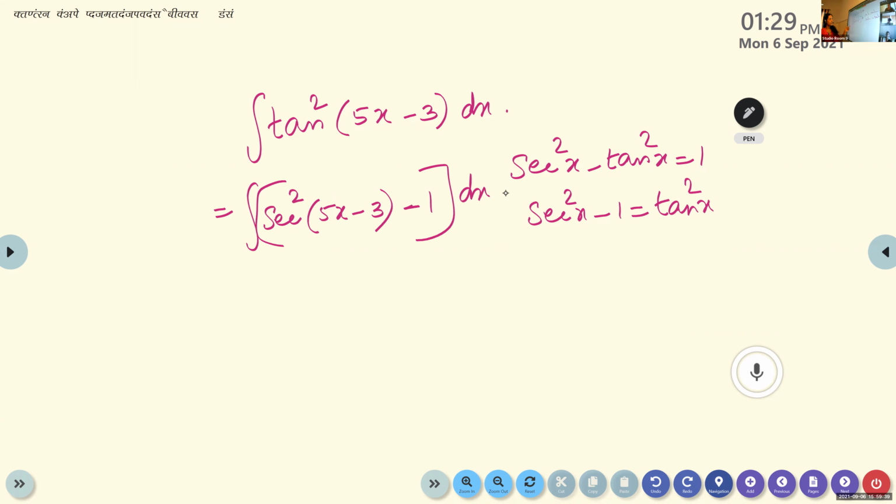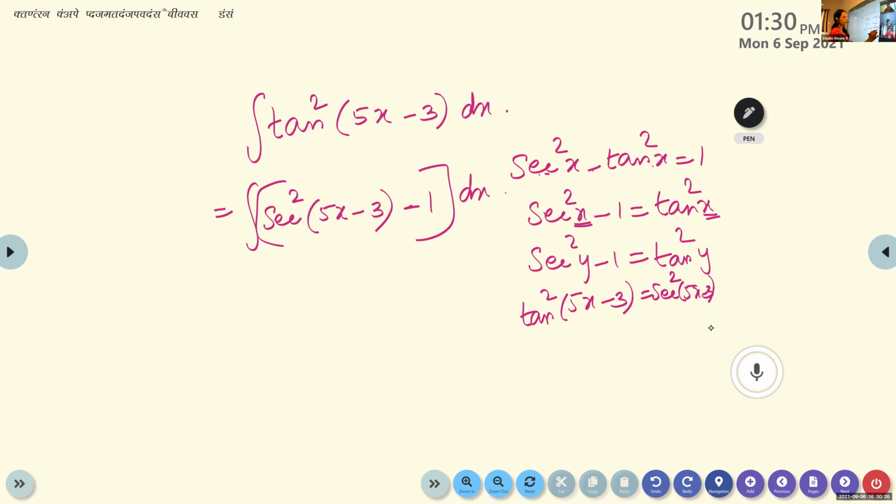Here we know the identity sec square theta minus tan square theta is 1. From here, what is tan square x? If it is x, here also we write x. If it is y, sec square y minus 1 is tan square y. So what will be tan square of 5x minus 3? It will be sec square of 5x minus 3 minus 1. Is it okay?